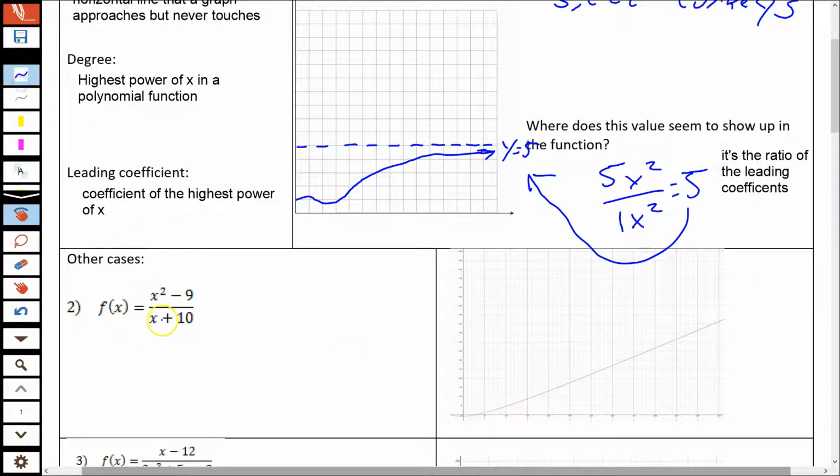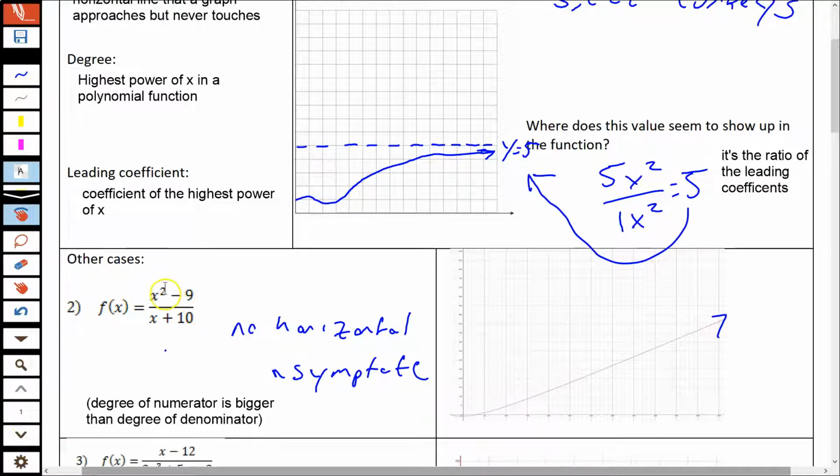So here, the numerator has a bigger power than the denominator. So we'd say this has, obviously based on the graph, it grows forever. No horizontal asymptote. And that's because the numerator is bigger than the denominator. So the top of our fraction grows faster than the bottom, meaning overall our function continues to grow.